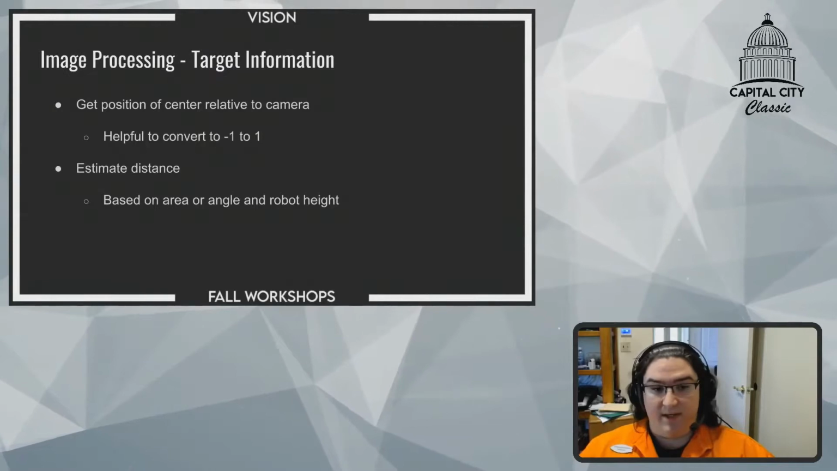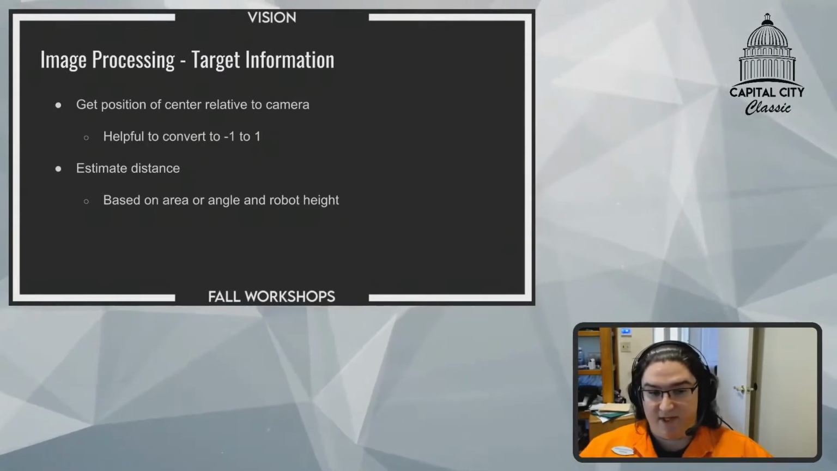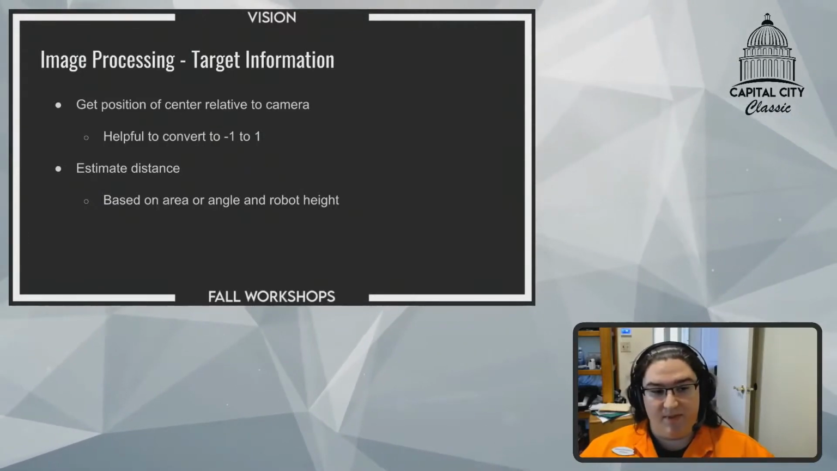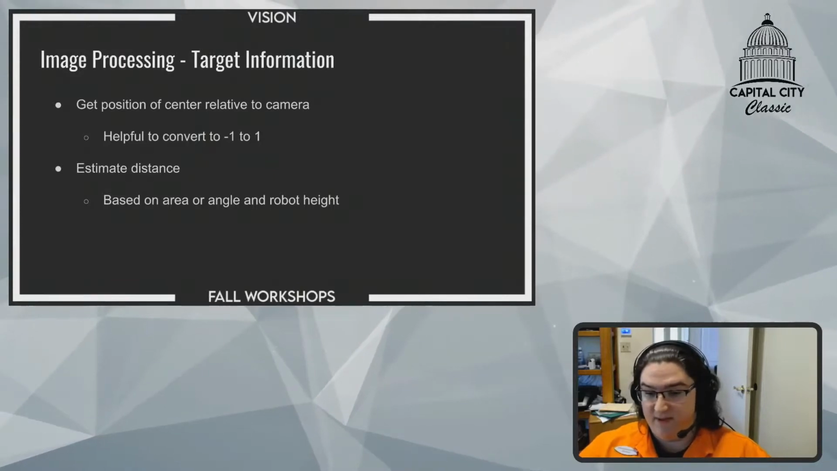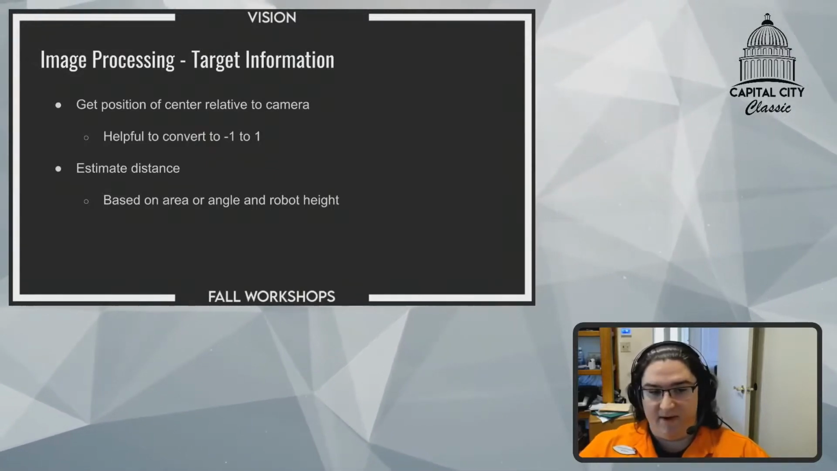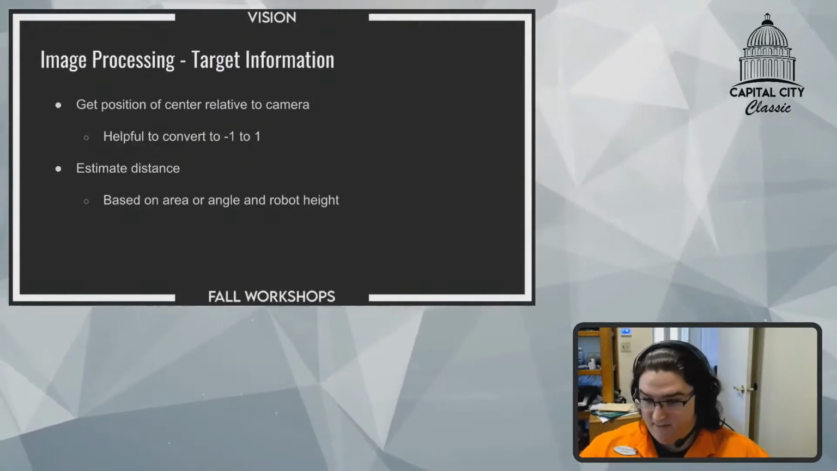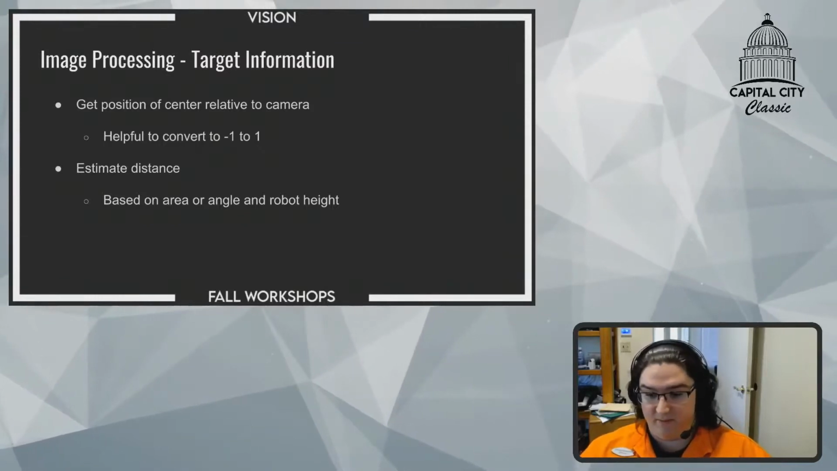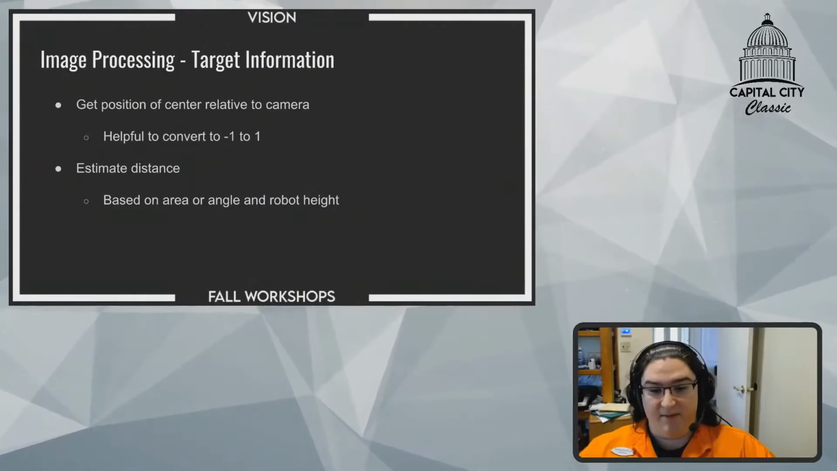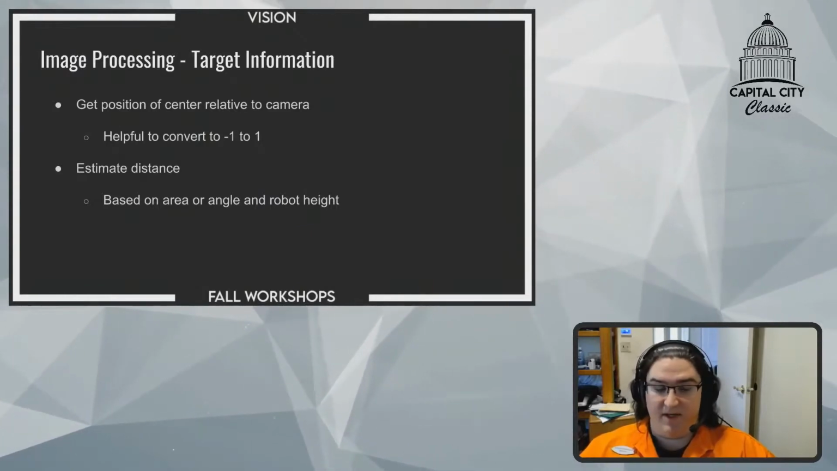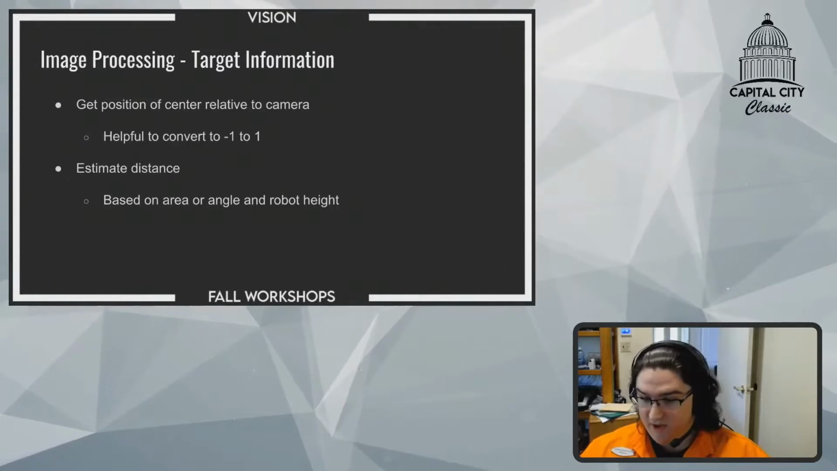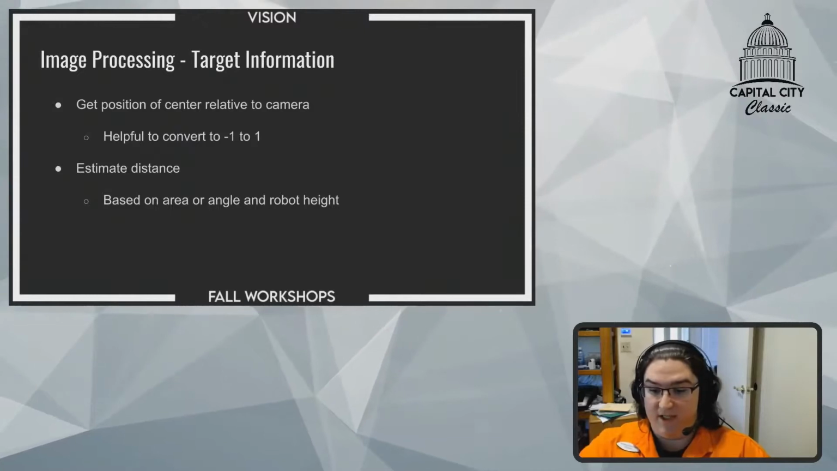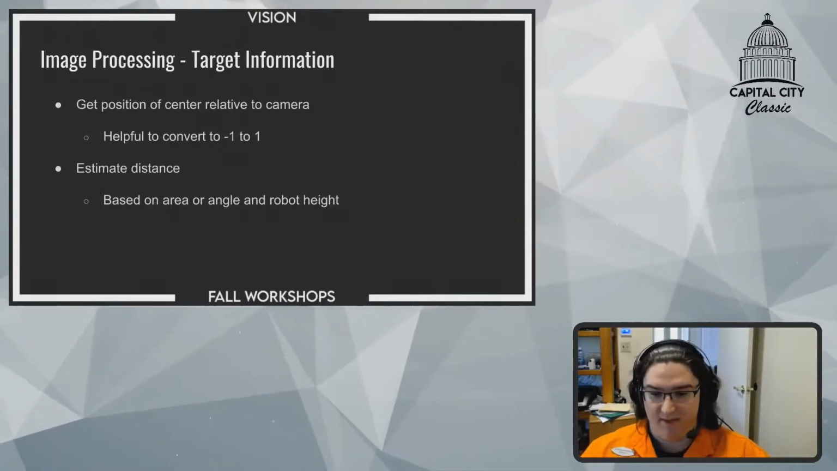Once you're done with all that, you want to take the information you got from the Jetson and convert it into something that the Roborio can use. So we get the position of the center of the target relative to the camera center. We found it helpful to convert it to -1 to 1 instead of pixels, which makes it easier to deal with resolution changes if you change out your camera. And then possibly estimate distance in the Jetson based on the area of the target. If it's a larger area, it's closer to you, and if it's a smaller area, it's farther away. Or you could use the angle of the target vertically and your robot's height, for example. You could make a mathematical model to figure that out.